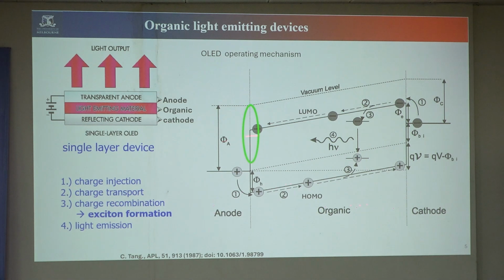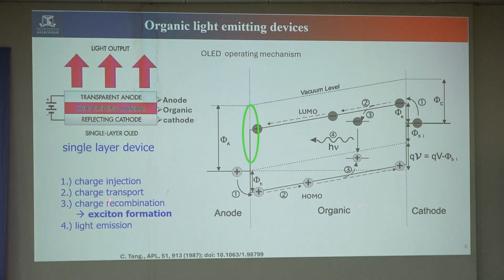For hole injection, we need to make this barrier as small as possible, and for electron injection, we need to make this one smaller too. That's why we use an interface layer in both cases. When they travel through, at the junction the electron and hole meet and form an exciton. Again, you remember what an exciton is? It's a bound positive and negative charge pair. When the exciton is formed, it eventually recombines and emits light.